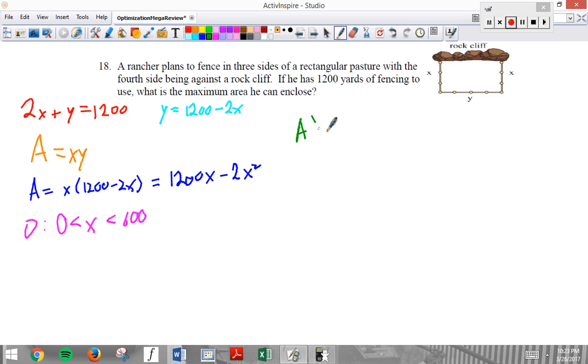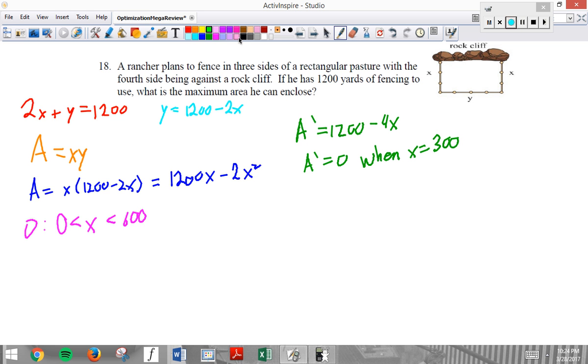Differentiating. Look how I label all my work. And I know it just sounds like I'm bragging, but I'm not. A prime equals 0 when x equals 300.